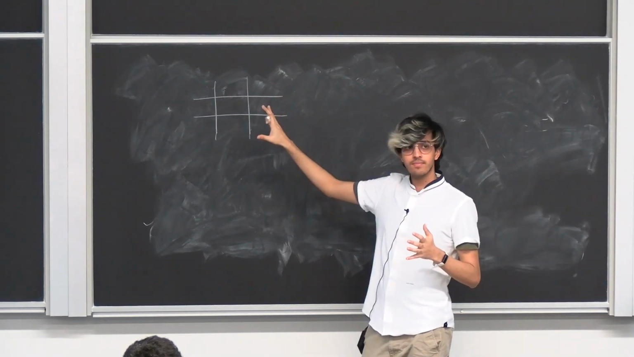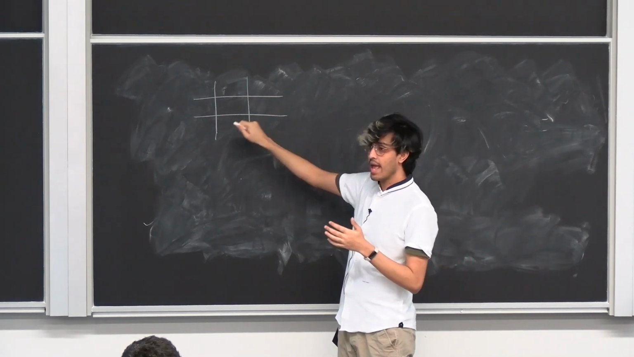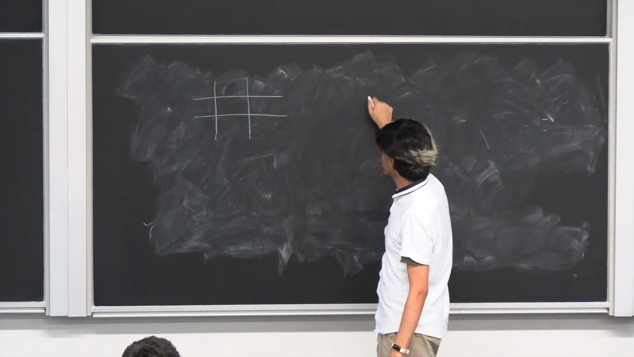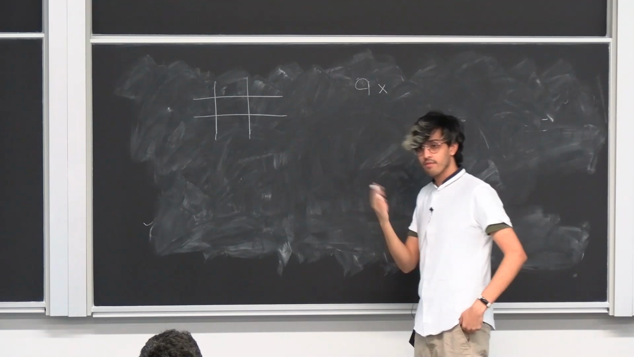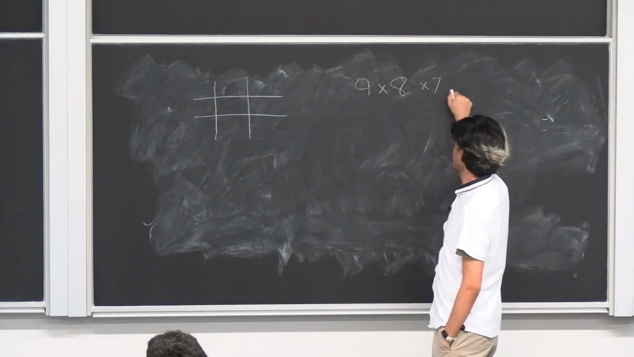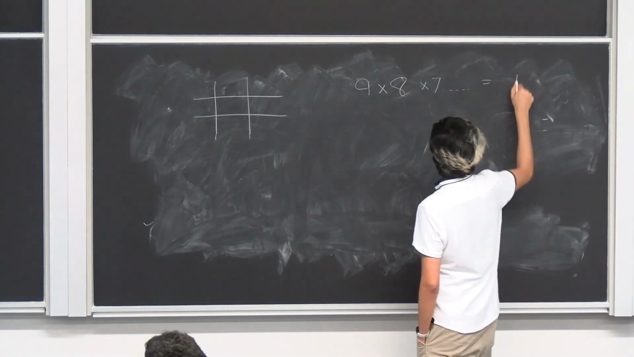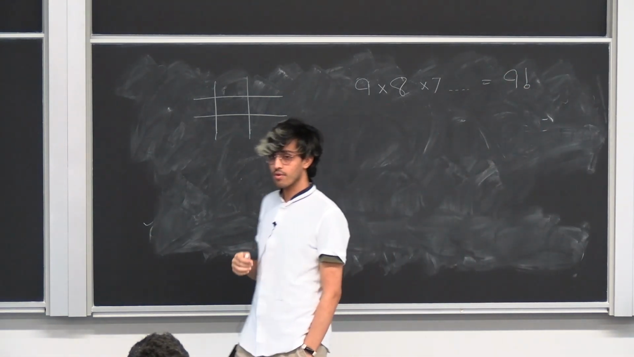Player 1 has 9 choices available. He could put his symbol on any of the 9 squares, so he has 9 options. Once that square is filled up, player 2 has 8 options. Then it's 7 options, and so on and so forth. So there's a total of 9 factorial ways a particular game can go.